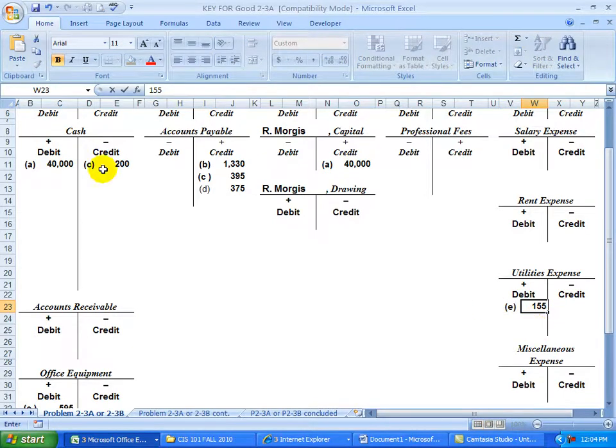So that's our debit. Cash is going down, so we have to go to the minus side of cash. And that's for 155. So our debit to our expense equals our credit to our cash account. Debit must equal credit.